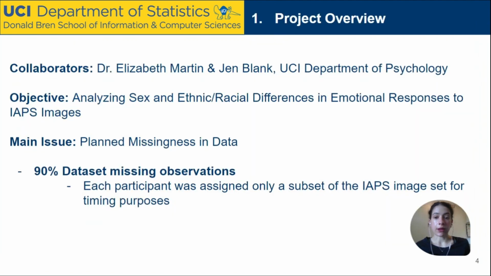So my advisor and I were lucky enough to work with Dr. Elizabeth Martin and Jen Blank, both from the UCI Department of Psychology. Their team has recently been working on updating the normative ratings for the International Affective Picture System, the IAPS, and part of their goals were aimed to explore how demographic variables such as gender and ethnicity might influence responses to images from the IAPS.